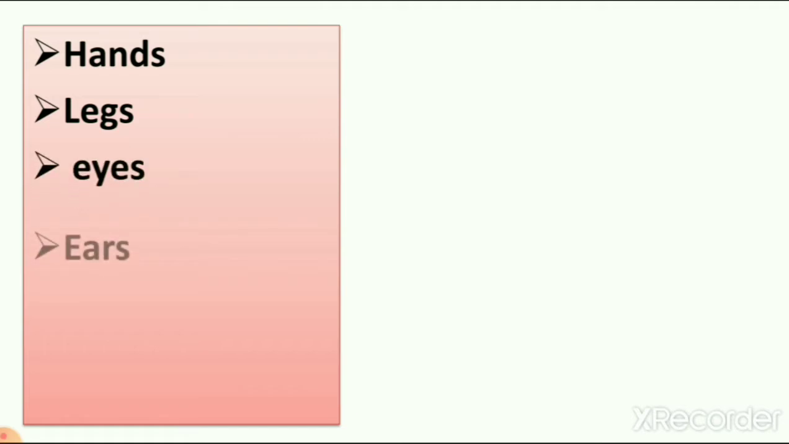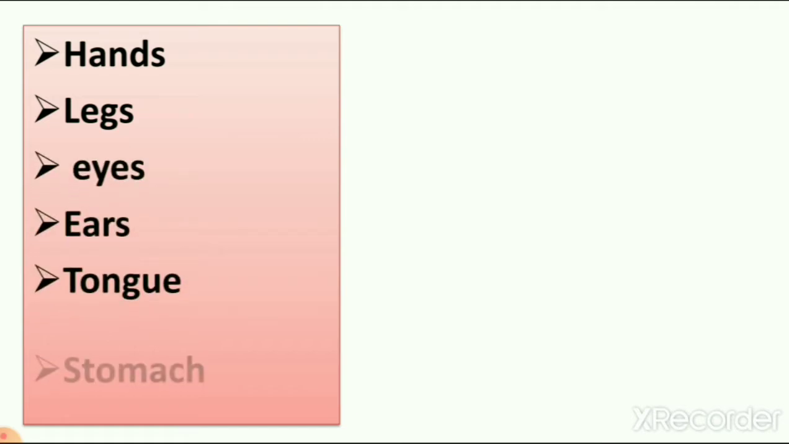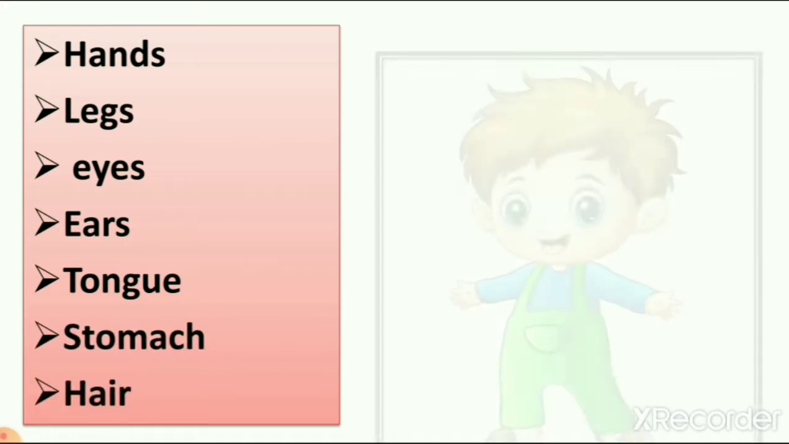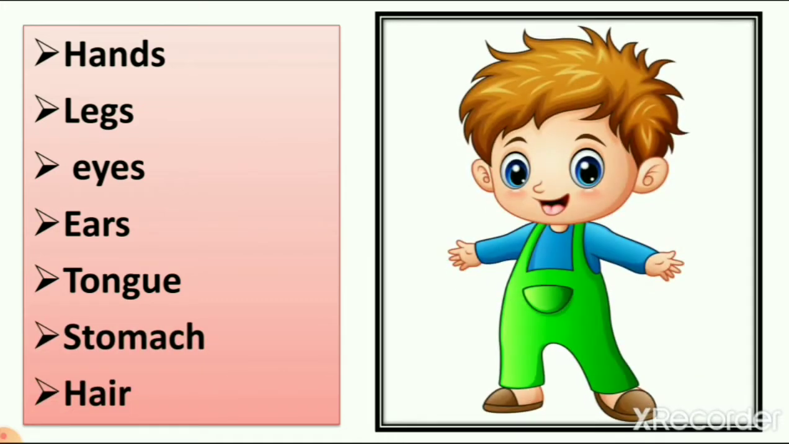Before we start our today's topic, what do we do? We revise our lesson number 7. In this lesson, first we learn about our different body parts, which are the hands, legs, eyes, ears, tongue, stomach, and hair. These are all our body parts. When all these parts join together, they make one structure which we call the body, right?